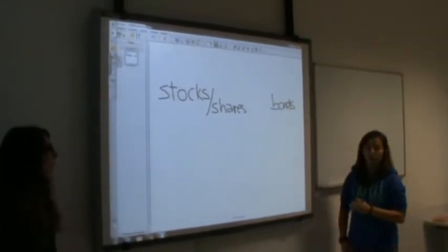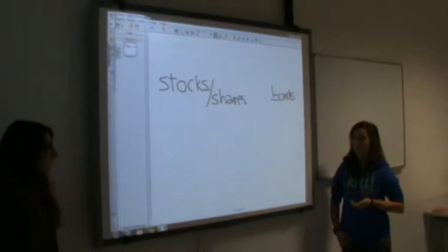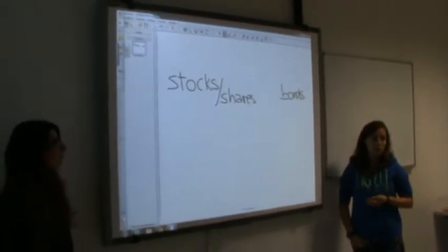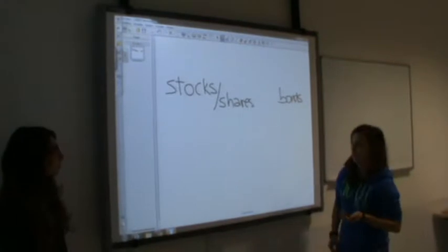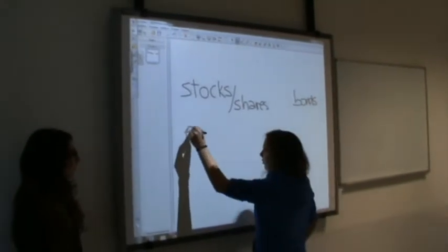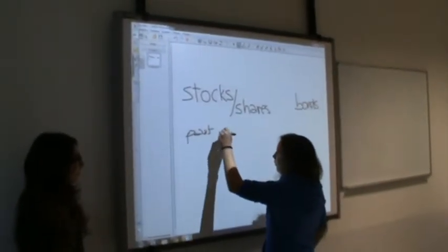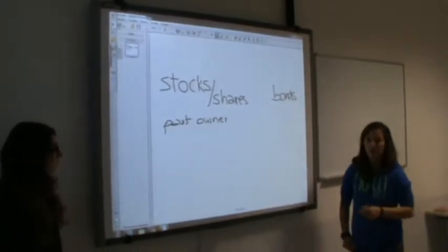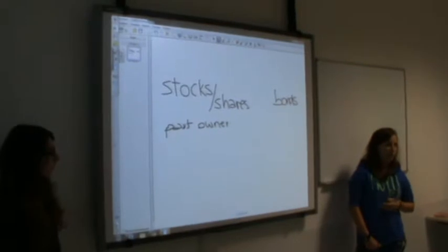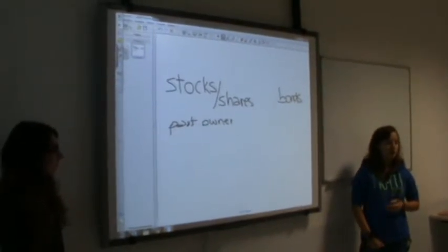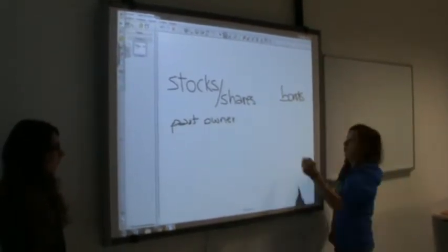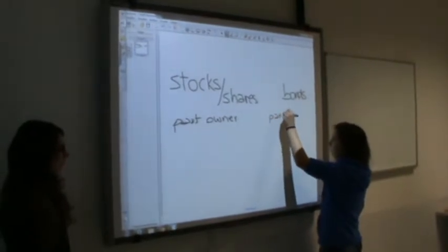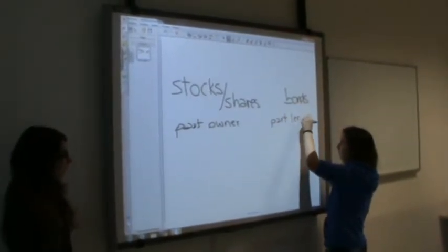So if you buy stocks, then you become a part owner of a company, so you possess a part of it. So let's write part owner. Whereas if you buy bonds, then you become a part lender to the company, so you give something to it. Part lender.